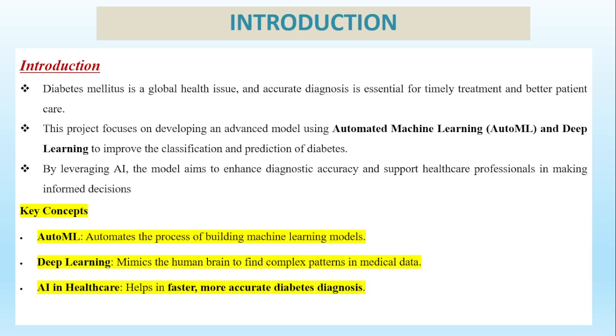Now, the key concept of the introduction: AutoML. What is AutoML? AutoML automates the process of building machine learning models. Deep learning mimics the human brain to find complex patterns in medical data. AI in healthcare helps in faster, more accurate diabetes diagnosis.